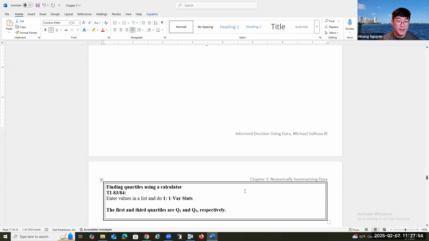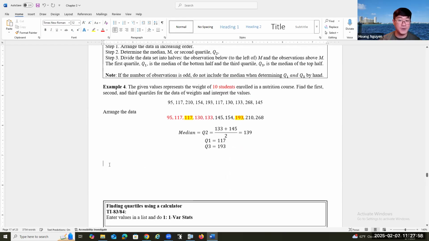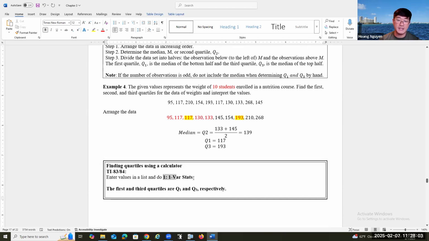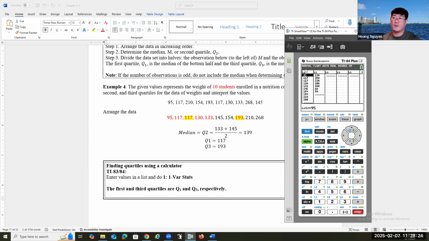We can actually use a calculator to get the answers for Q1, Q2, and Q3. We have the summaries over here. The one-variable stats option that we used earlier can help with the answer. Let's take a look at the calculator. The first step is to input the data. We have all of the data already right here. You don't need to arrange it; the original data will work, but in this case, I already arranged it.